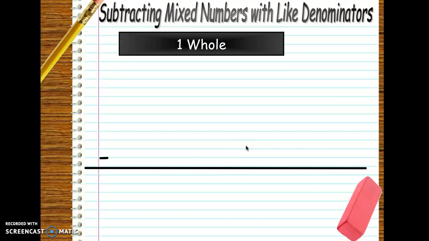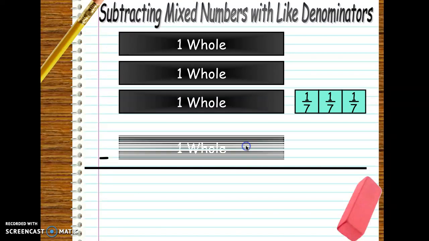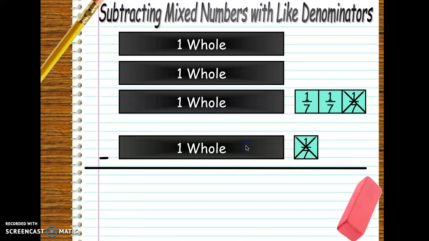Now moving on to mixed numbers, we have 3 wholes and we have 3/7. So we have 3 and 3/7 minus 1 and 1/7. So going back to our original steps, the first step we're going to do is we're going to subtract our fractions. So just focusing on the fraction part here, we're going to subtract the same number of fractions from our bottom number as we are from our top mixed number. And what we're left over with is 2/7.